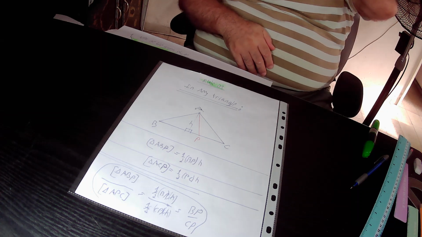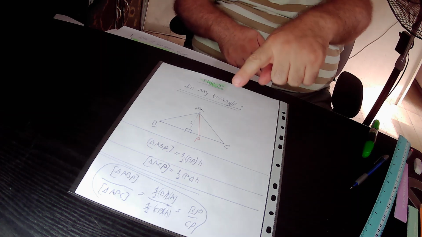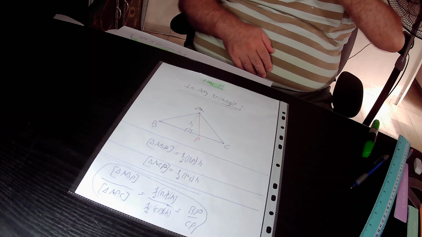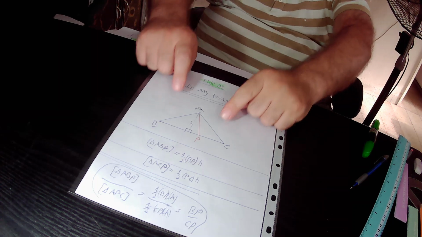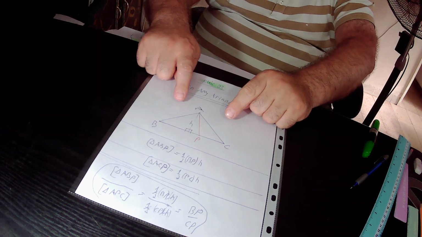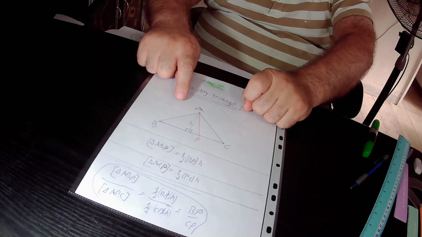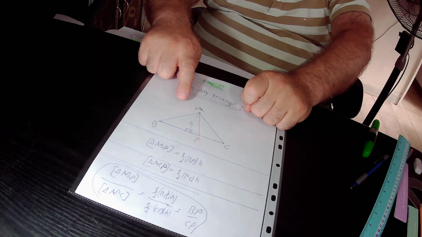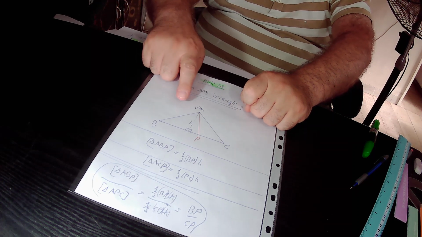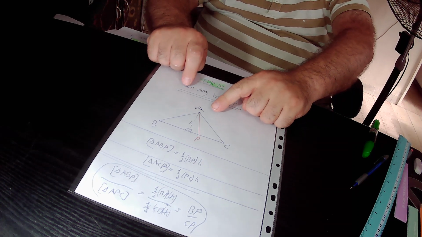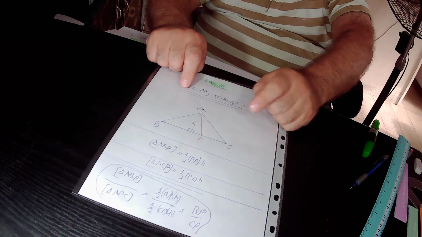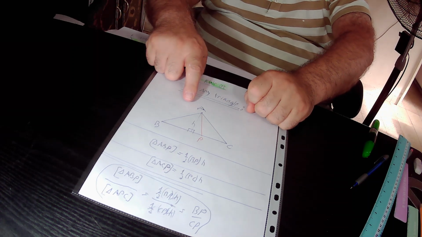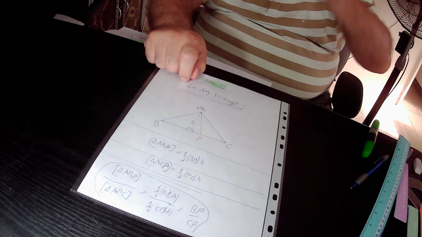In this triangle ABC, if we draw the red line segment AP, it will divide this triangle ABC into two smaller triangles. The first small triangle is ABP, and the second small triangle is triangle APC. Again, the first triangle is ABP, and the second triangle is APC.